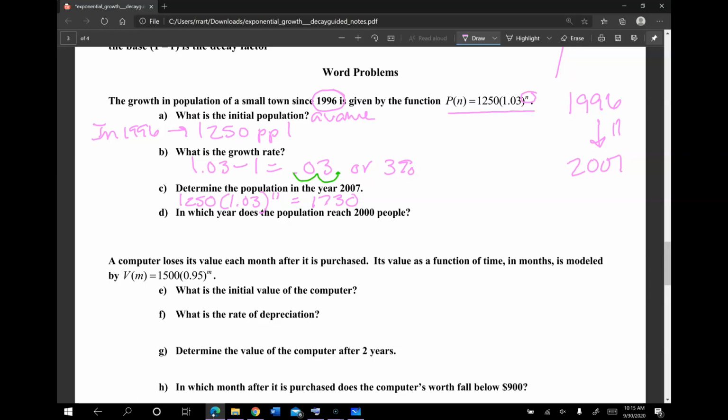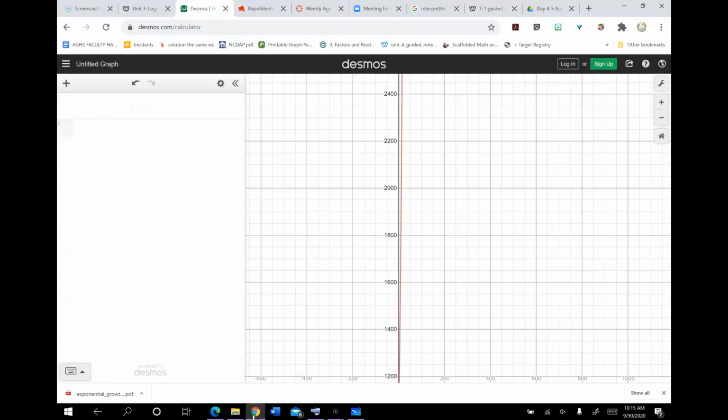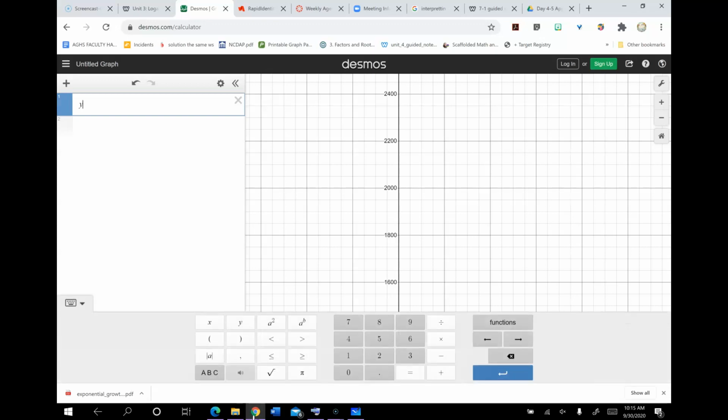In which year does the population reach 2,000 people? So I want to know, after how many years will it be 2,000 people? So let's look at our graph. Okay, let's take this equation, and I want to see when it's going to reach 2,000. Okay, so when I go to decimals, so I want the equation y equals... Anytime it talks about reaching something, look at your graph. It's very visual. It'll help you out.